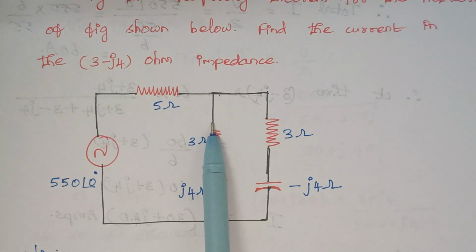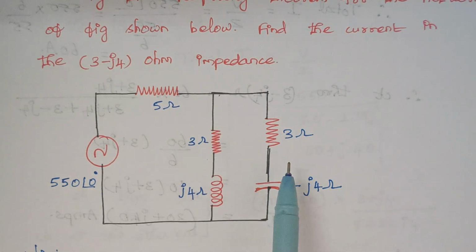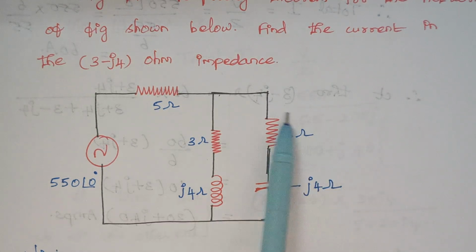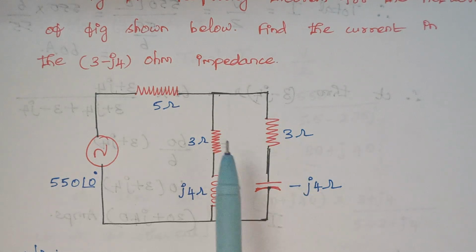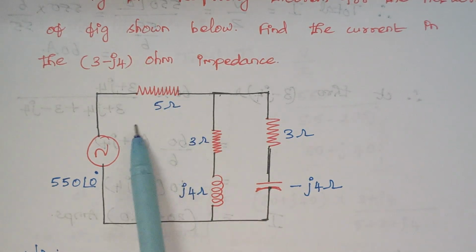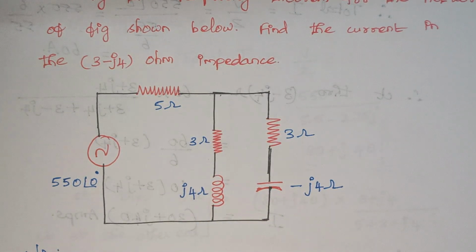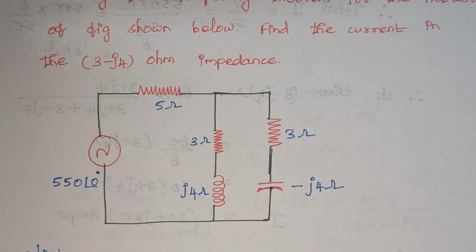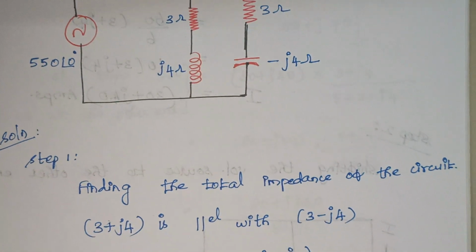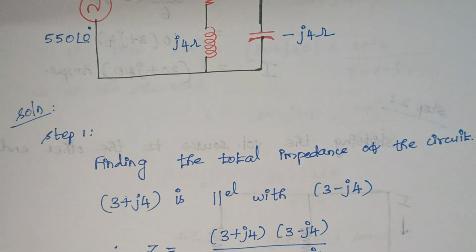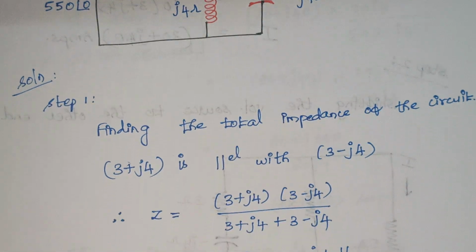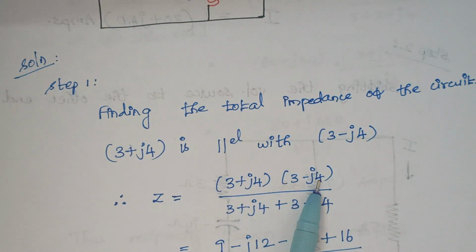So here these two branches are in parallel. What is the formula to be used? It is Z1 into Z2 divided by Z1 plus Z2. Then that combination comes in series with this 5 ohm resistor. So finally we have to add the value with 5. That's it. So the first thing is finding the total impedance of the circuit. As I said, these two are in parallel, so the formula is Z1 into Z2 divided by Z1 plus Z2.